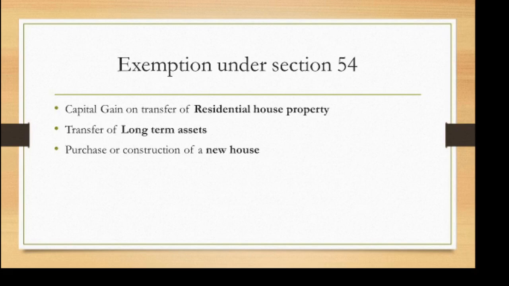Exemption under section 54: capital gains on the transfer of a residential house. Under this, there are some conditions. The transferred property should be a residential house, and the assessee should have only one residential house, and the asset should be a long term asset. After transferring, with the capital gain they have to purchase another residential house. The assessee should purchase a residential house within 1 year before or 2 years after the date of transfer, or construct a residential house within a period of 3 years after transfer.